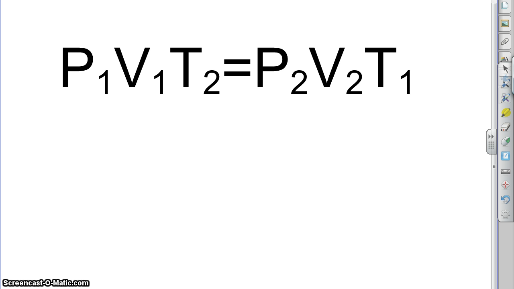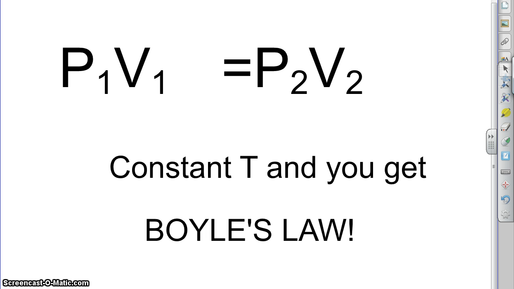Now, another way you can remember it is do this. What if we go in here and we cover up some things? What if we get rid of the T's? Why would we get rid of the T's? Well, T's don't matter if the temperature is constant. So if the temperature is constant, those T's just divide out. They don't change, they don't affect anything. And look, we've got Boyle's law. Constant temperature gives you Boyle's law back.